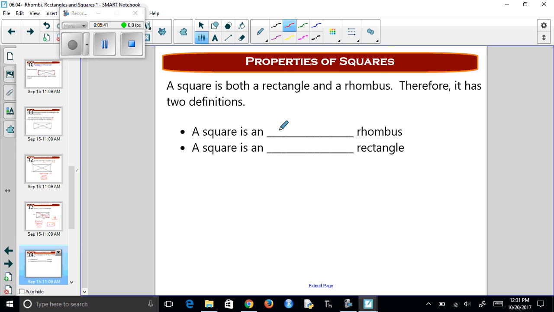Now a square, we can either call it an equiangular rhombus, or we can say an equilateral rectangle. Either way you think about it, it takes all the properties of a parallelogram, a rhombus, and a rectangle because it's all of those combined. Now from there, I think you can finish the rest.